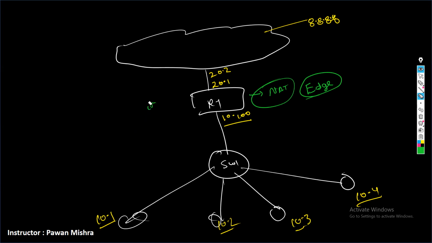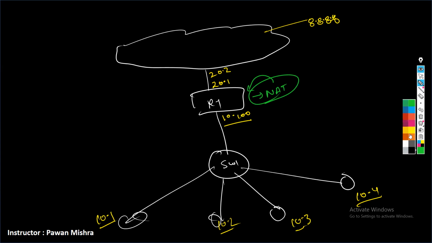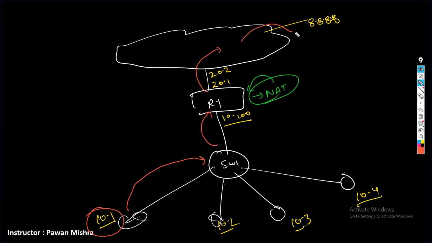Okay. So let's take an example. In our network, on which device will we implement NAT? On this router, the edge router that is directly connected with the ISP and directly connected with our LAN network. So if this 10.1 PC wants to communicate with 8.8.8.8, which means google.com, first this PC forwards the packet towards the switch, the switch forwards this packet to the router, the router forwards it to the ISP, and the ISP forwards it to google.com. So this is the flow.